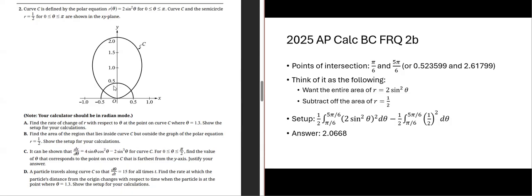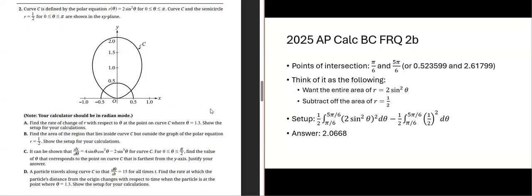Now we just have to chop off this area. So we subtract the integral of this r equals half curve. That's how I would think about it. And when I say entire area, that's between these 2 points only, not actually the whole curve.